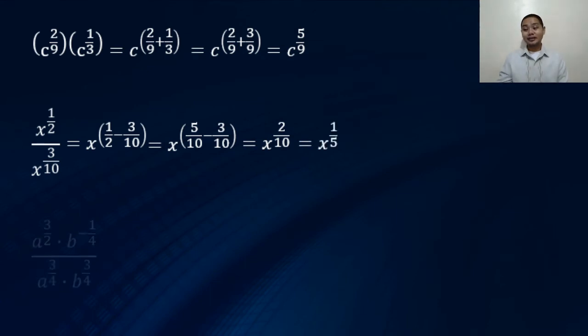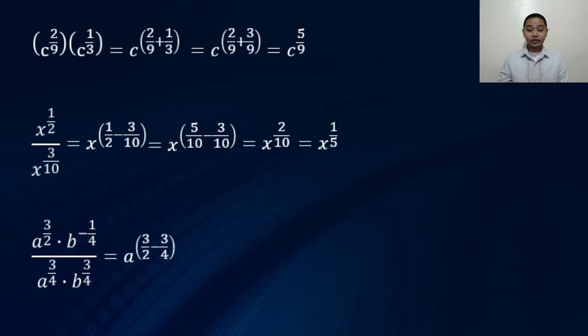Third example tayo. So we have a raised to 3 halves times b raised to negative 1/4 over a raised to 3/4 times b raised to 3/4. Gagawin ko niyan dito, apply the quotient rule per letter. Apply the quotient rule sa letter A, apply yung quotient rule sa letter B. Yung letter A ngayon, that will be a raised to 3 halves minus 3/4. Sa letter B naman, that will be b raised to negative 1/4 minus 3/4. So simplify lang natin yan.